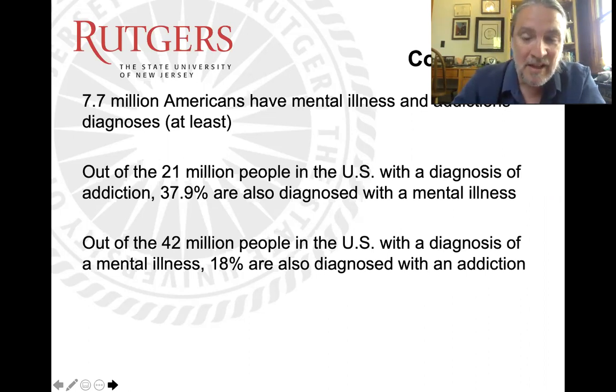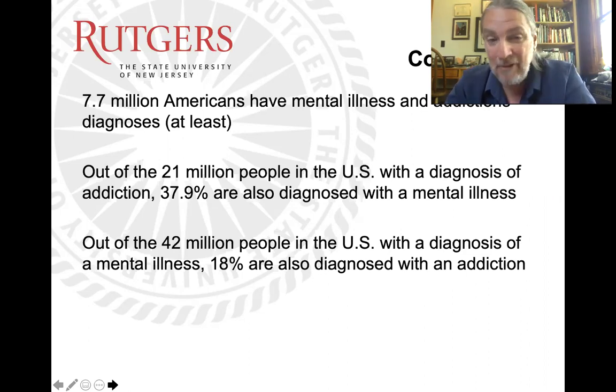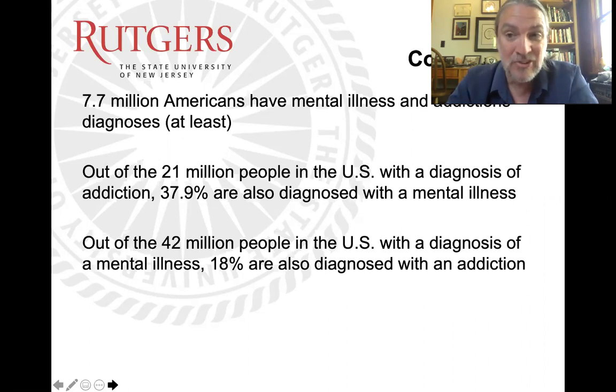7.7 million Americans have the diagnosis. Out of the 21 million people in the US with a diagnosis of addiction, 37.9% are also diagnosed with a mental illness. So about 40% of people with an addictive diagnosis have a diagnosis of a mental illness along with it. Out of the 42 million people in the US with a diagnosis of a mental illness, 18% are also diagnosed with an addiction. So that speaks to the overlap between these two things. It's not causation, it's more of the correlation aspect of it.